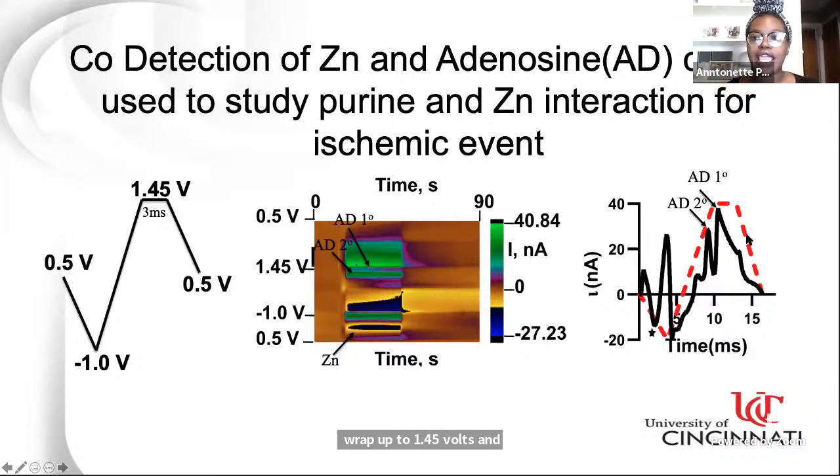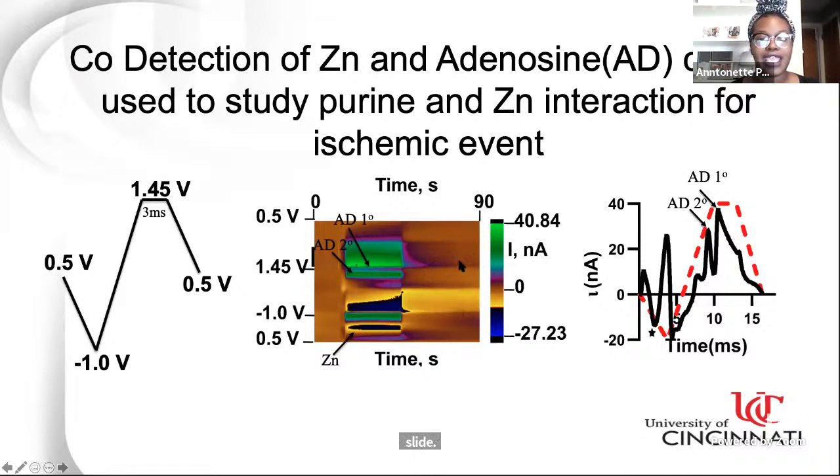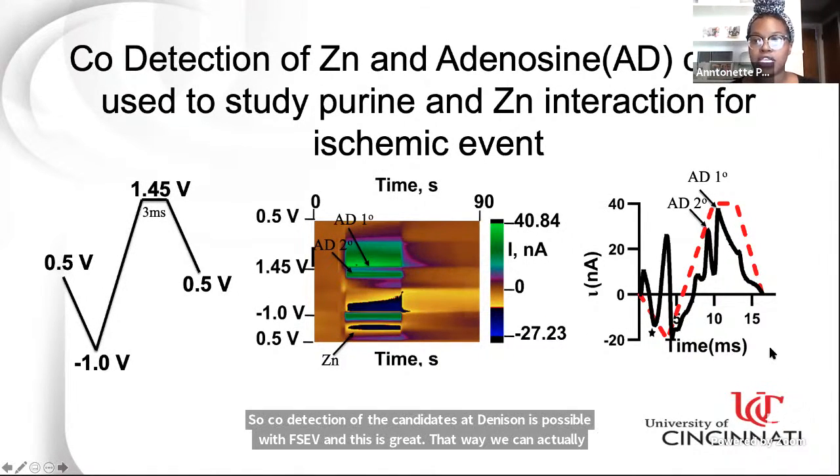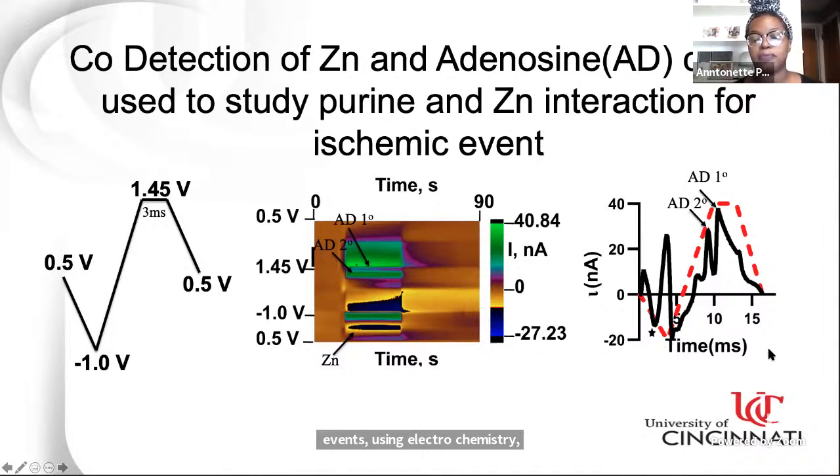So co-detection of zinc and adenosine is possible with FSCV, and this is great. That way we can actually electrochemically see the interaction of zinc and adenosine that hasn't been seen when it comes to ischemic events using electrochemistry as a technique. So on our false color plot in the middle, we have our zinc reduction peak as well as our primary and secondary oxidation peaks for adenosine. Although we have that switching at 1.45 and we hold for 3 milliseconds, we actually can still detect the primary and secondary peak of adenosine where that is the actual oxidation potential that it occurs at. Next slide.